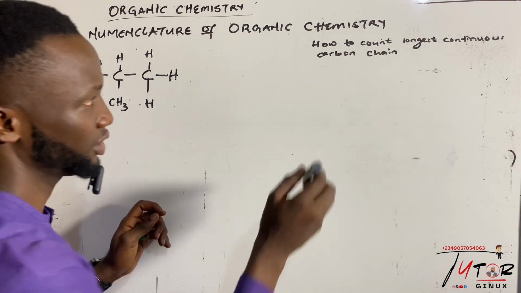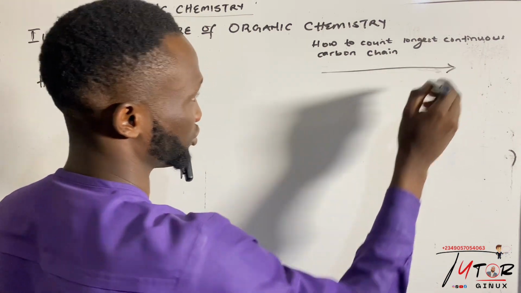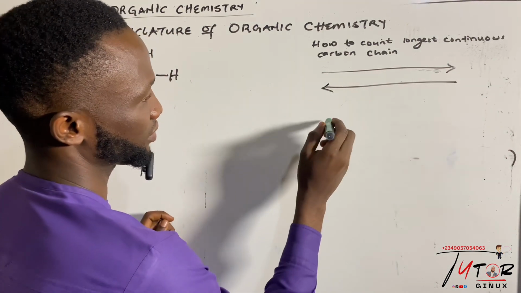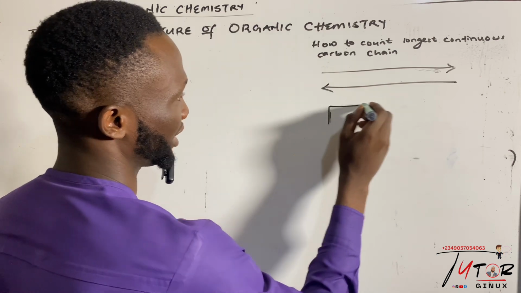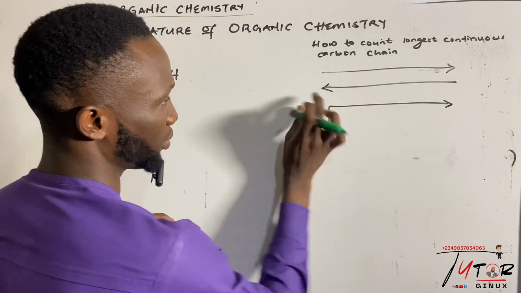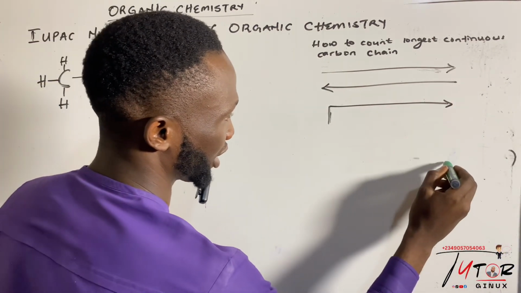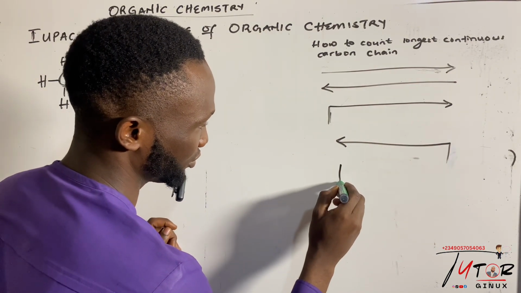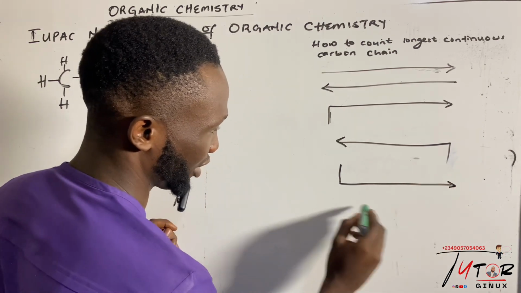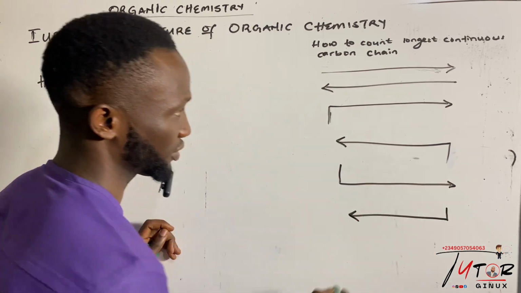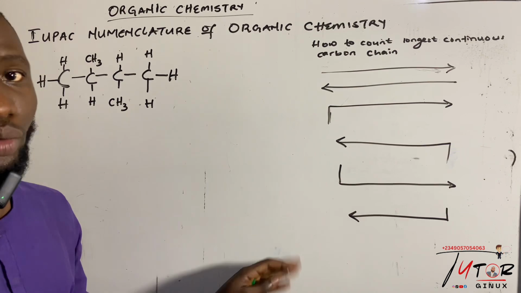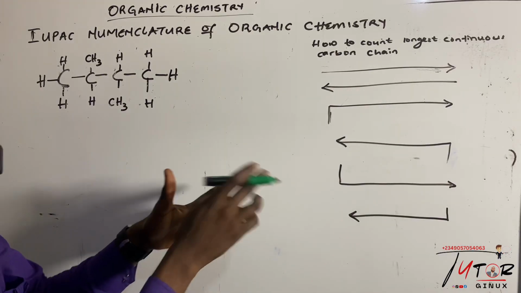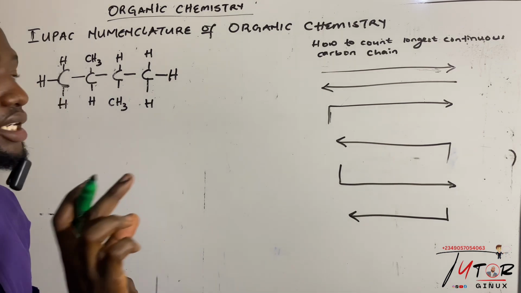You can count from left to right, look at the arrow. Then on the other hand, it could be from right to left, or from down like this. That is, you count up, then you now go right, or you count up, then you come left, or you count down, you go right, or you count down, then you come left. With these 6 patterns, you'll be able to count the longest continuous carbon chain. So these are the patterns you can use to number the longest continuous carbon chain.